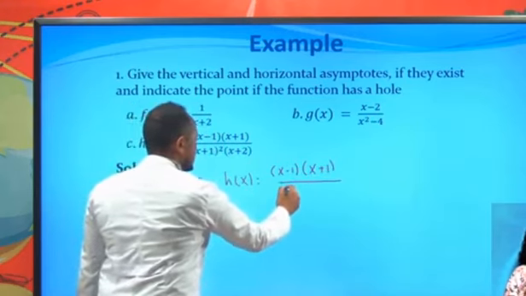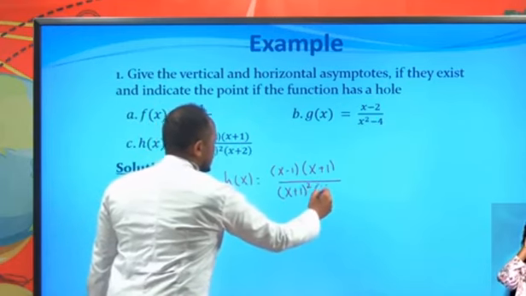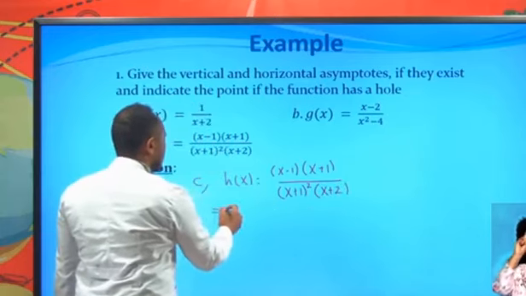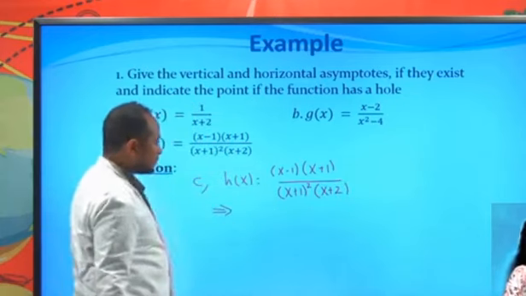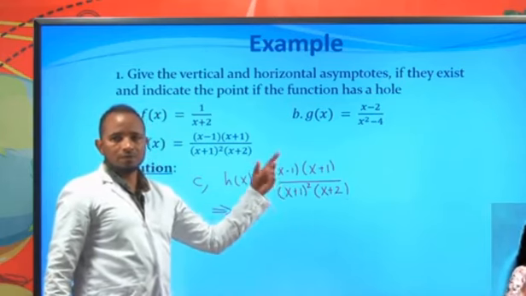Okay, what remains? The horizontal asymptote. When you see this expression, the degree of the denominator is a product: x squared times x, so the degree is 3. The degree of the numerator is 2. So the degree of the numerator is less. In this case, the horizontal asymptote is y equals 0.